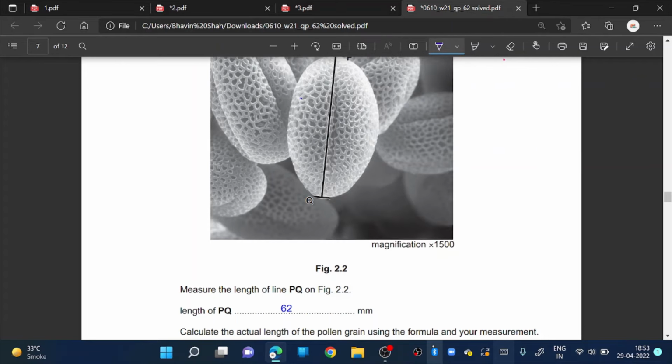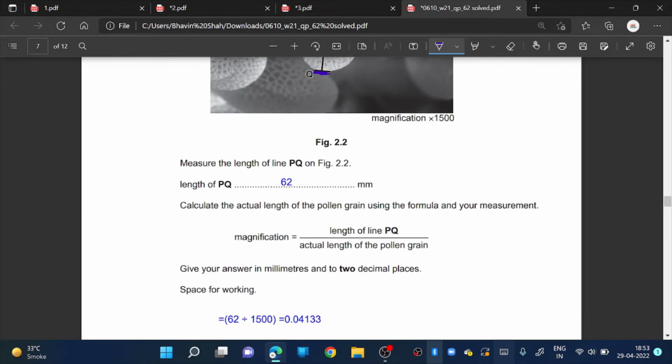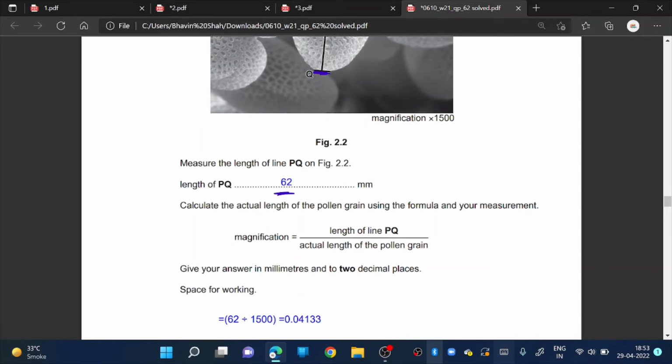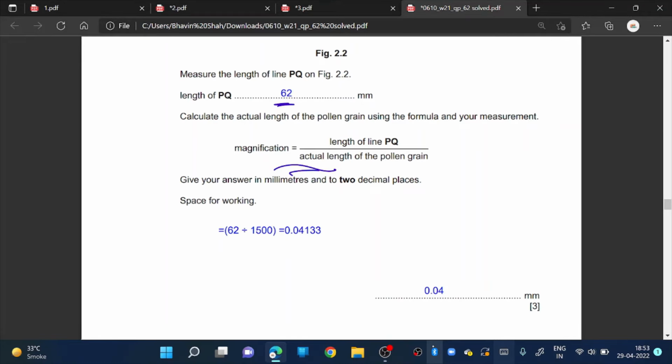Okay. You will start measuring it from here, and till this end point, the measurement I have got is 62 millimeters. Now they have given you the formula for magnification, and they have just asked you to give the answer in millimeters in 2 decimal points. Students, this particular thing is very important. If you don't follow the instructions as to what they have asked, you will lose your 1 mark.